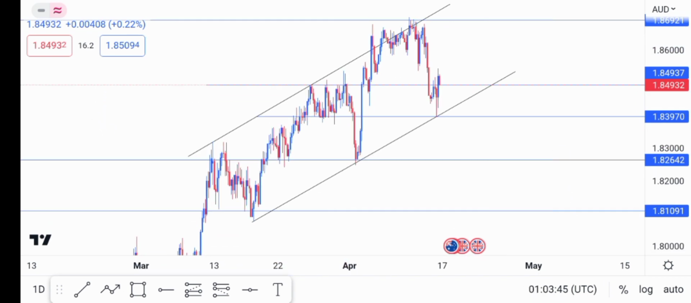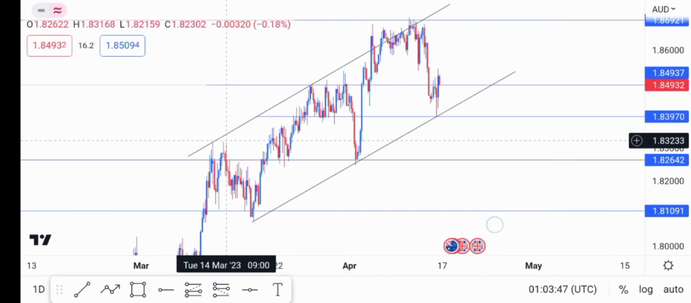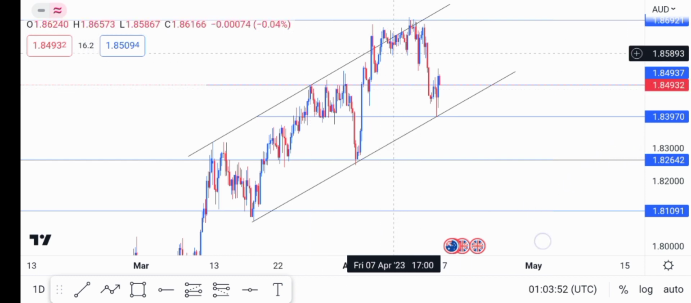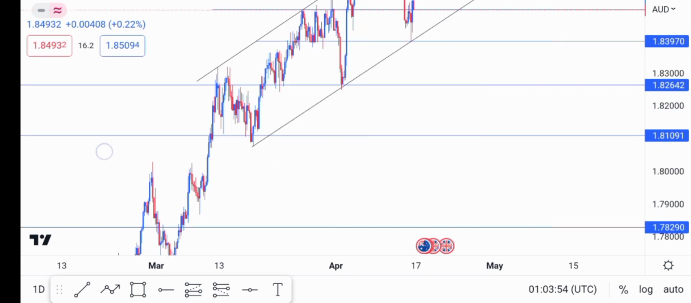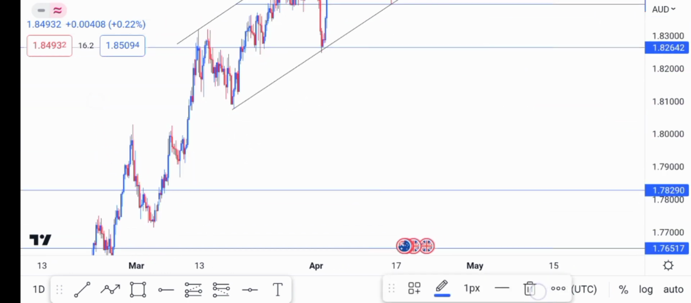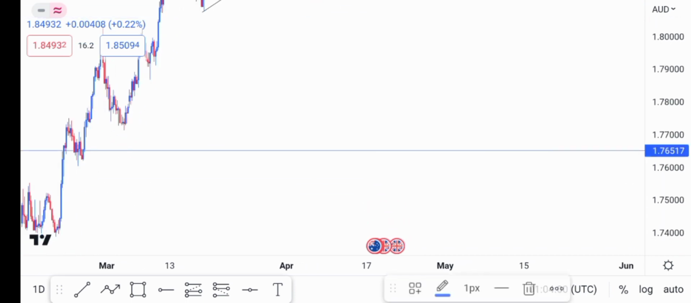For the upper side, we did cater for it. We had our first touch, second touch, and our third touch is a little bit complicated. So here I'm going to remove this level because I'm not using it now, and this one as well because we are not using them.